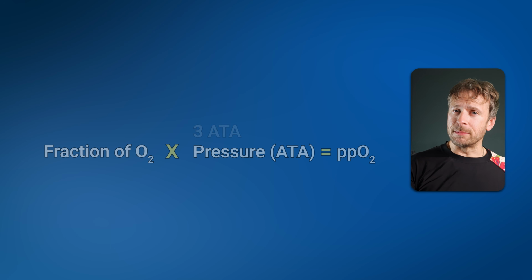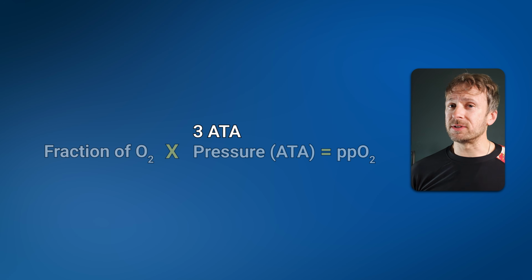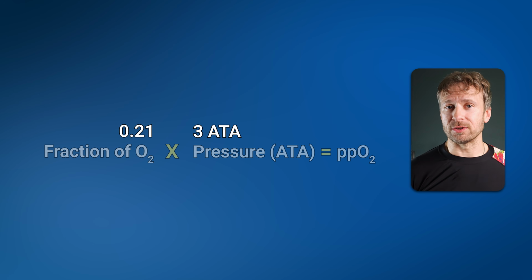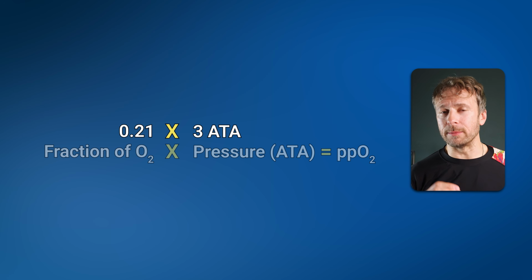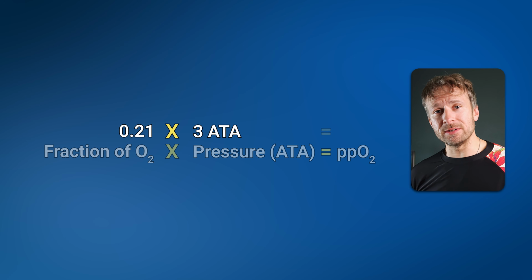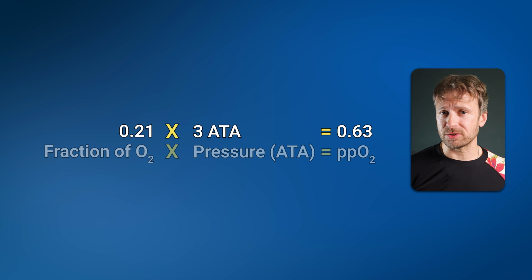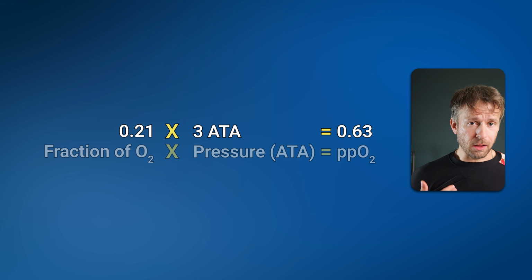If you're at 3 atmospheres, or rather 20 meters or 66 feet, air is 0.21 oxygen fraction. So you multiply 0.21 by 3 and get 0.63 PPO2. So effectively, you take a lot of extra oxygen in with that breath, along with nitrogen. One breath is equal to 3 breaths of air at the surface, and that's fascinating physics. And this is, of course, also why your gas drops so much faster the deeper you are.